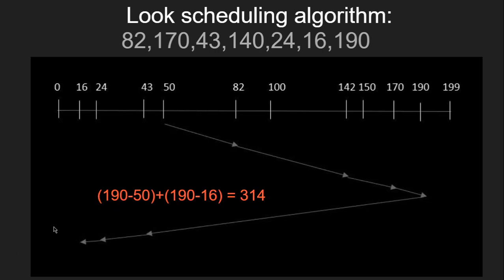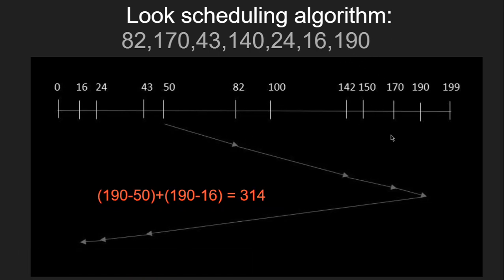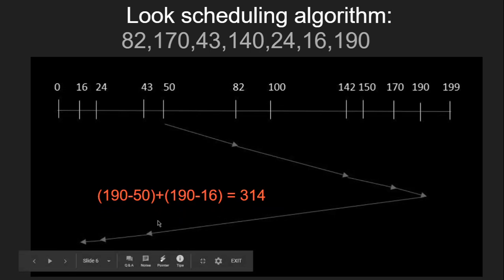This is the difference between SCAN and LOOK. SCAN will go till 199 and then come to 0. But in the case of the LOOK algorithm, it goes to the maximum request, which is 190, and then reverses direction just to reach the minimum request, which is 16. It will not go to 0 like the SCAN algorithm. So we have to be very careful here.